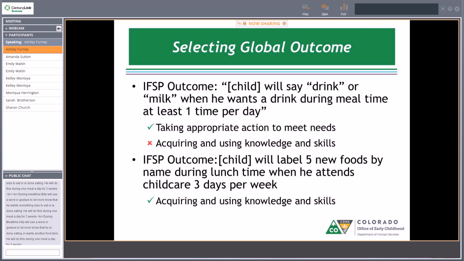What is mom going to be able to look and see? What is their little, somebody said Billy, I'll use Billy again, Billy going to do? So what are they doing? And that's how you're aligning it with that global outcome.